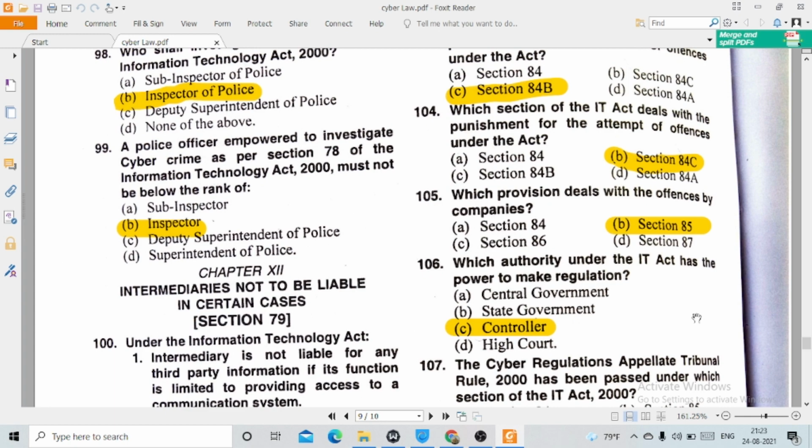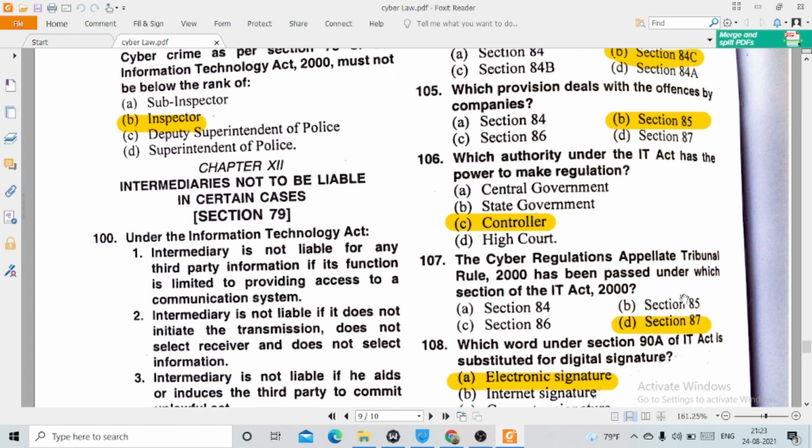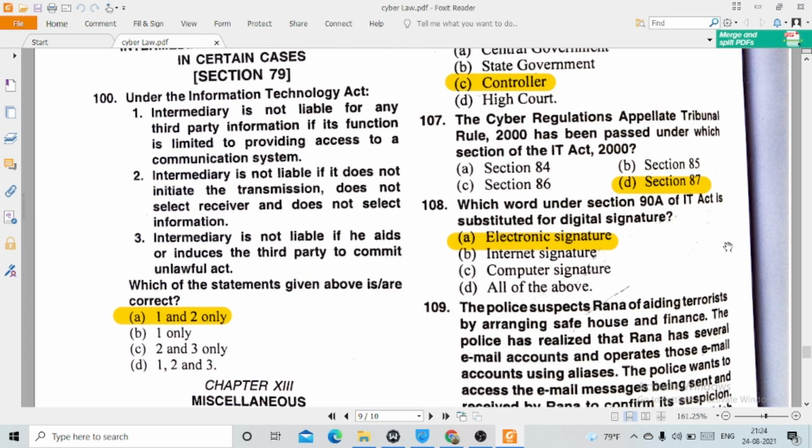105. Which provision deals with the offences by companies? Option number B, section 85. 106. Which authority under the IT Act has the power to make regulations? Option number C, controller. Then 107. The Cyber Regulations Appellate Tribunal Rules 2000 have been passed under which section of the IT Act 2000? It is option number D, section 87. 108. Which word under section 90A of the IT Act is substituted for digital signature? This is option number A, electronic signature.